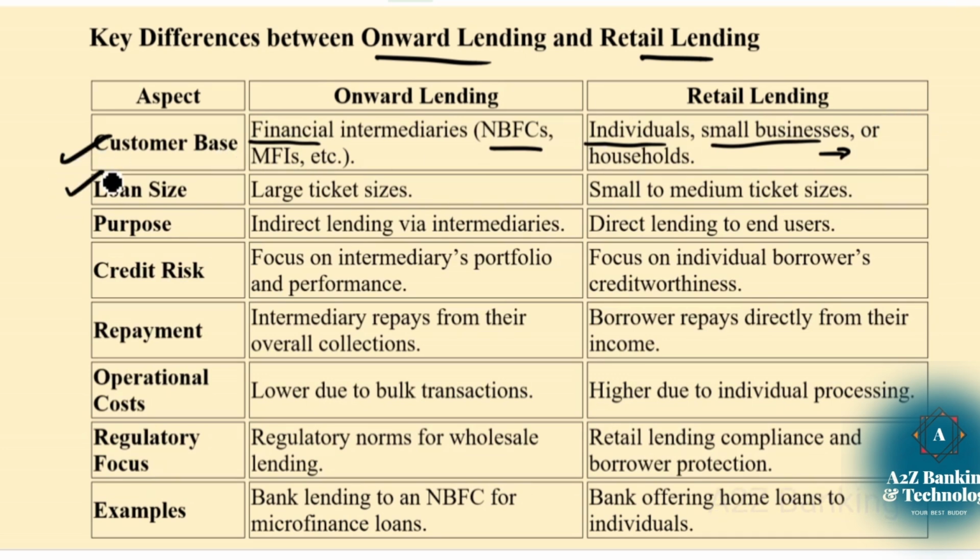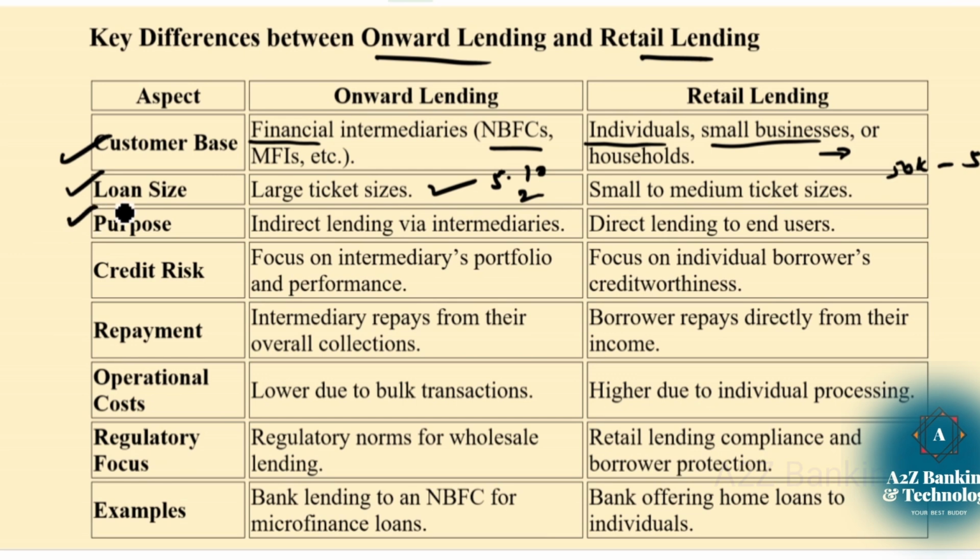So let's go by the loan size. If you see in the onward lending, the target loan size is very high. I mean, it will start from 5 crore to 10 crore or up to 200, 300, 400 crores also. But in the retail segment, it will start from 50,000 up to 5 crore or 10 crore or so. So that's the lending segment size difference. I mean, loan amount difference.